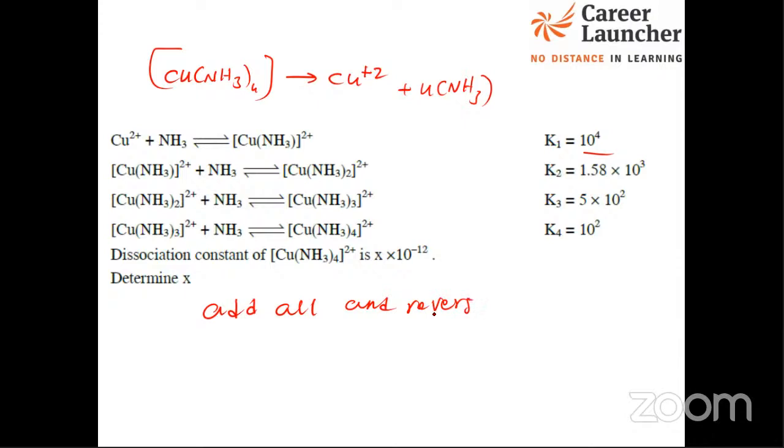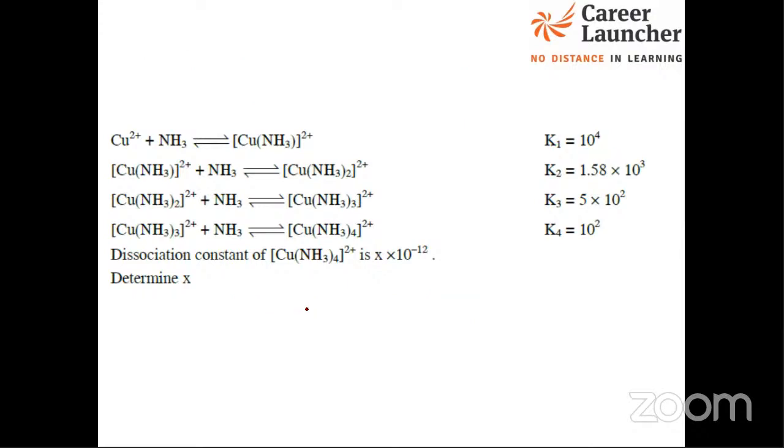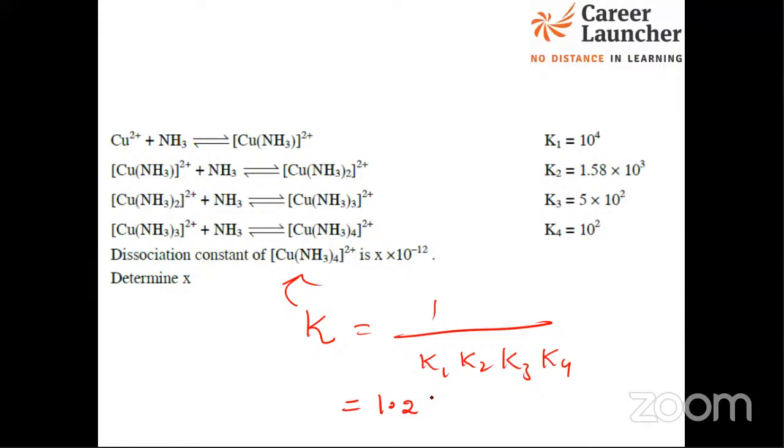If you add all and reverse it, the answer is K equals 1 over K1 into K2 into K3 into K4. Just multiply 10 power of 4, 10 power of 3, 10 power of 2, 10 power of 2. So 3, 4, 7, 4, 11, the entire thing, and 5 and 1.58. If you multiply it, it comes to 1.26 into 10 power of minus 12 approximately.